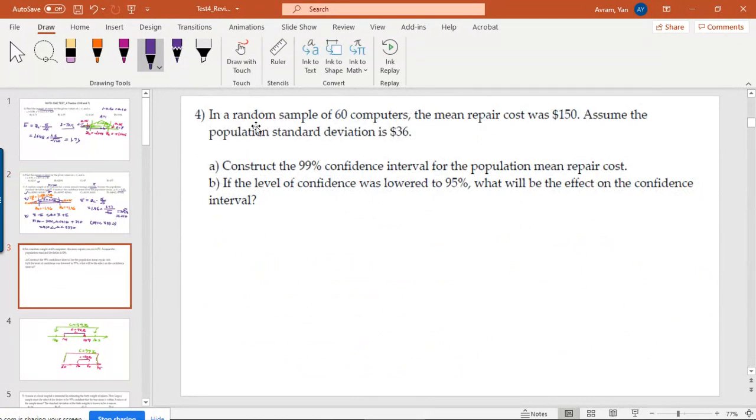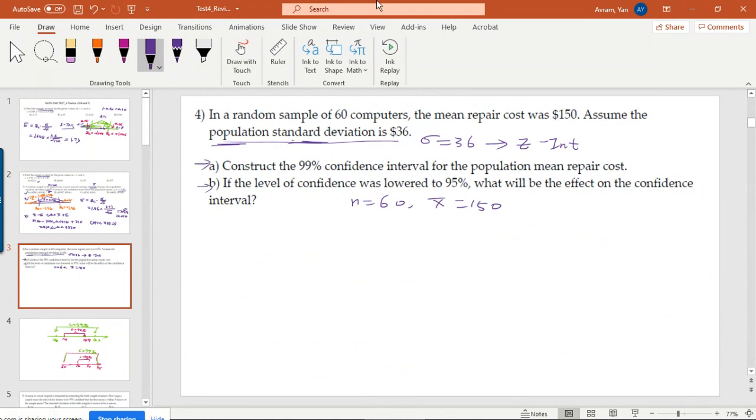All right, so this one is a random sample of 60 computers. The mean cost is 150. Assume the population standard deviation is 36. Because it says population standard deviation, we know sigma is 36, and based on this we know this is a Z-interval, not a T-interval, which we'll calculate later. N here is 60, and x bar is 150.